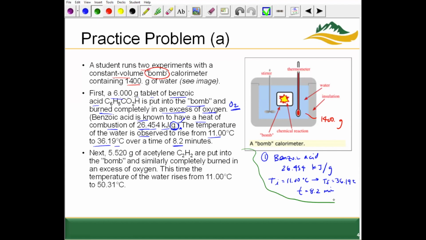Then in the second experiment, we have 5.520 grams of acetylene put into this bomb and similarly completely burned in an excess of oxygen.